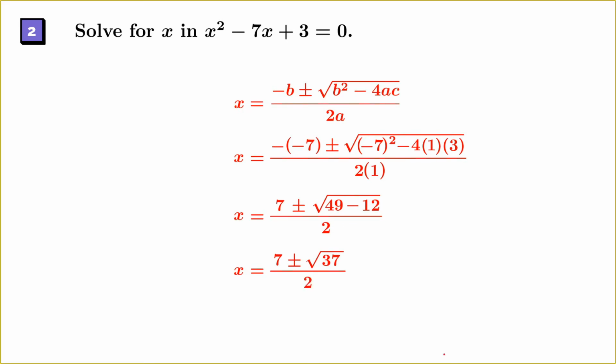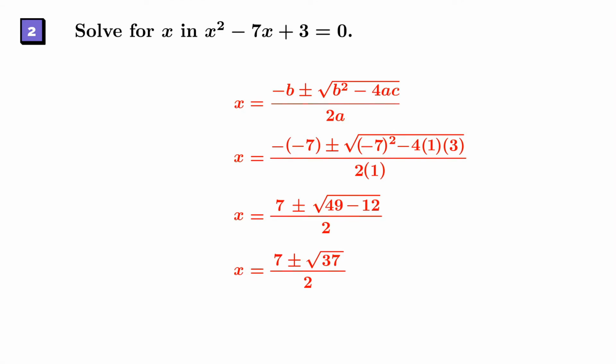Now, i-check natin yung radical or yung square root, no? Square root of 37. So, wala nang square root ang 37 at hindi na rin siya pwedeng i-simplify kasi wala namang factor ang 37 na perfect square. So, anong ibig sabihin niyan?